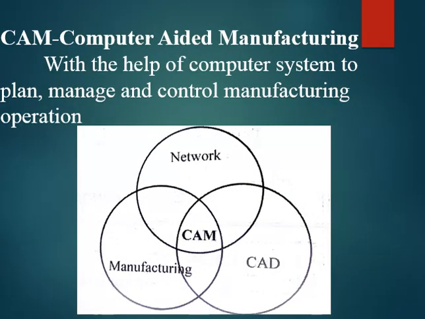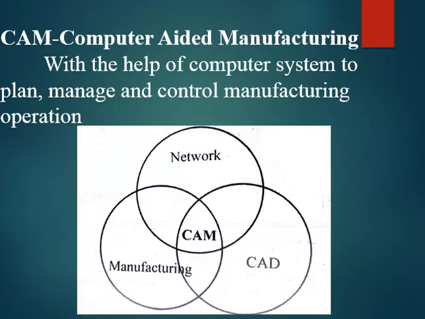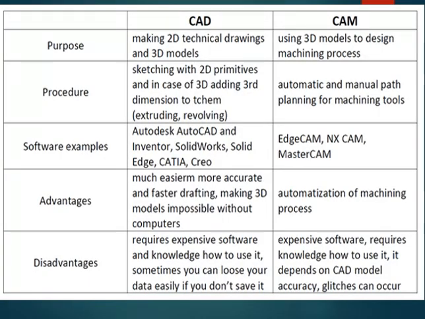Next, CAM. CAM is known as computer aided manufacturing. Here, the computers are used to plan, manage, and control the manufacturing operation. In the last slide, we saw that CAD is used for design; CAM is used for manufacturing. Let me show some differences between CAD and CAM. The difference is based on purpose, procedure, some software, advantages and disadvantages.